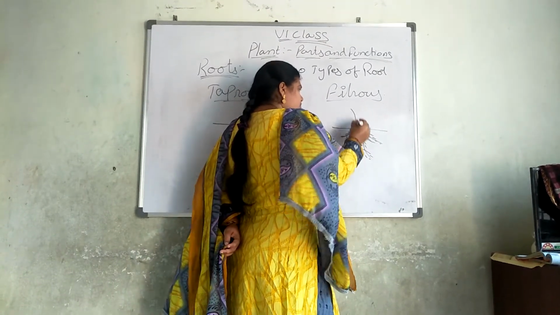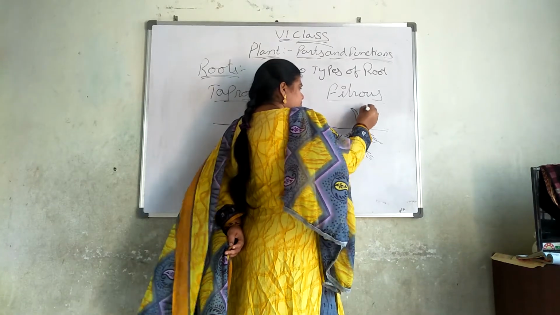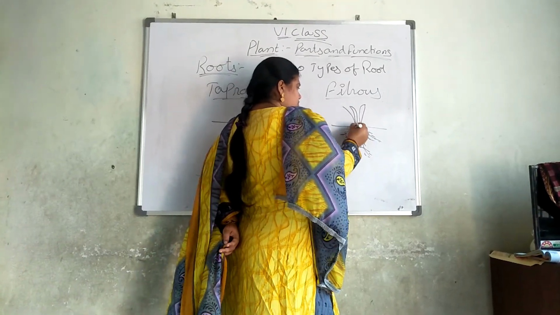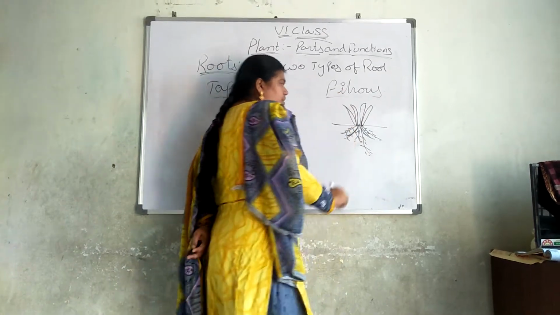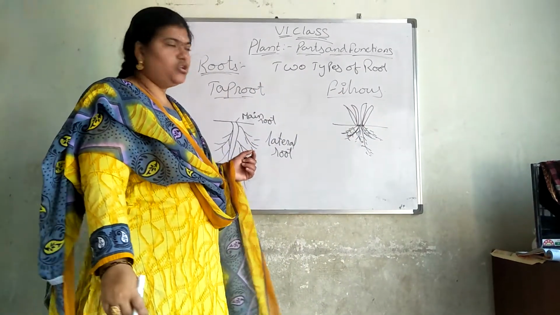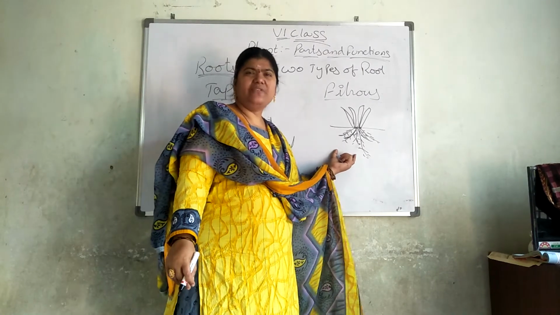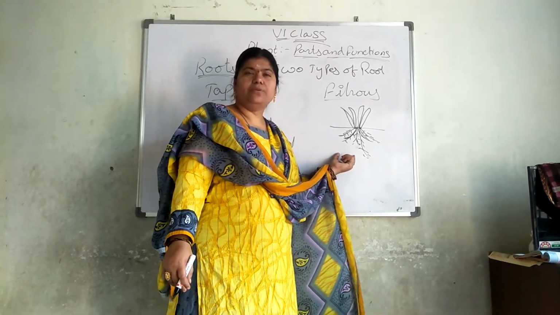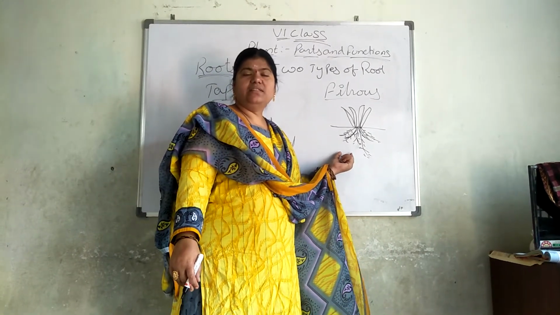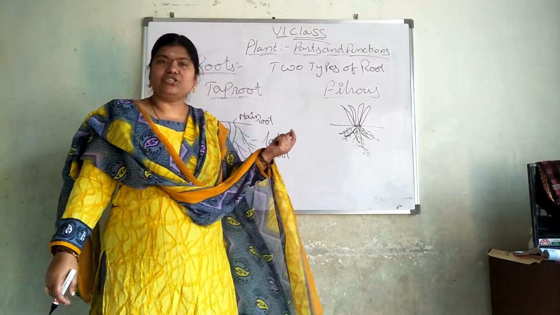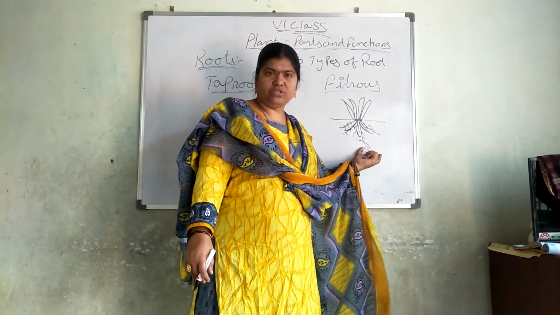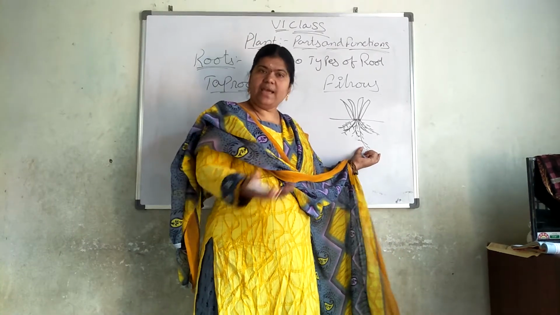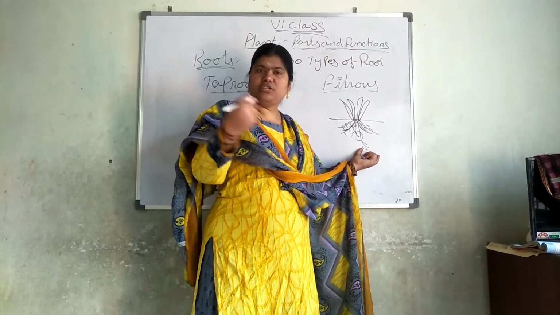And here, grass. Here you are having a grass plant. So, fibrous roots are very delicate. Our paddy, maize, grass, these all are very easy for us to pluck out. Such type of roots are called fibrous roots. They will not go deep into the soil, and it is very easy for us to uproot.